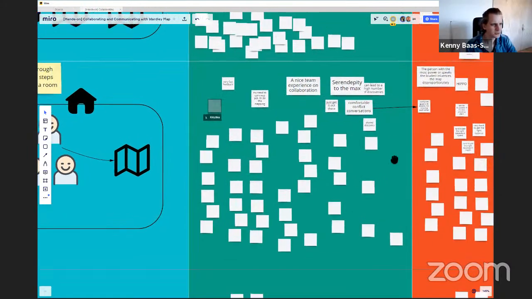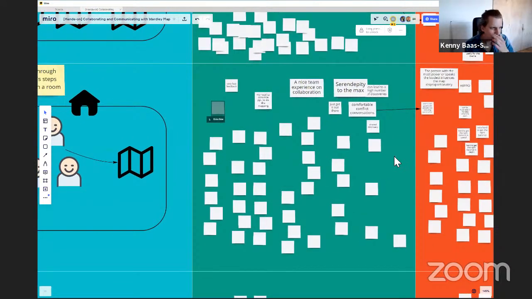Absolutely. So shall we go back to the board? Yeah. And see a few things. Very fast feedback. No need to convince people. A nice team experience. Serendipity to the max can lead to a high number of discoveries. Just get it out there. Comfortable conflict conversation. Shared discovery. Yeah, definitely. Any more positive things that we can think of in anarchy?